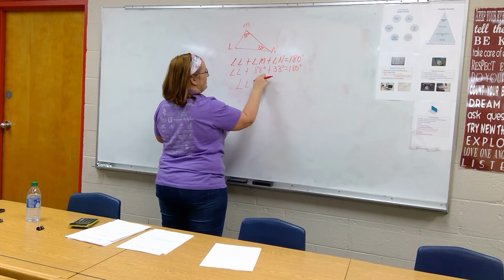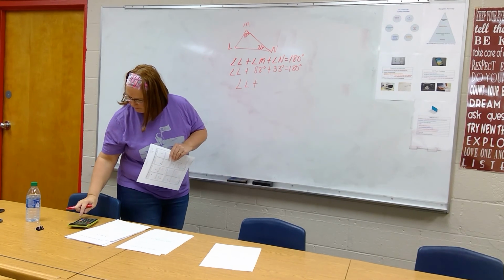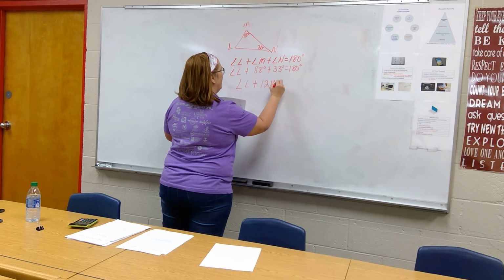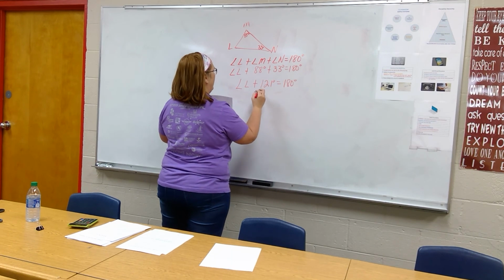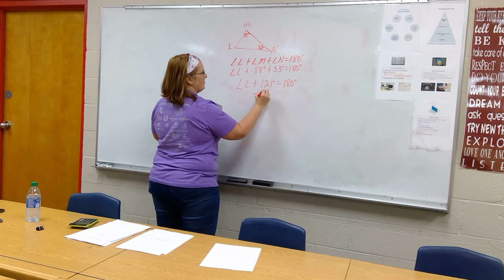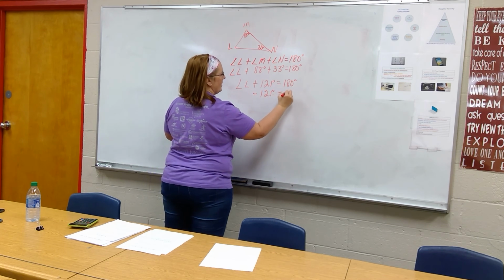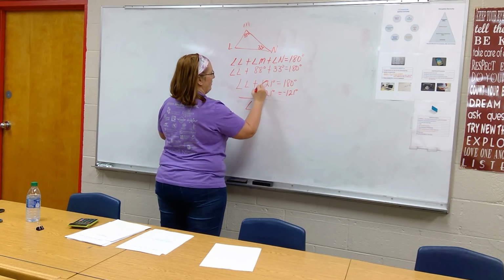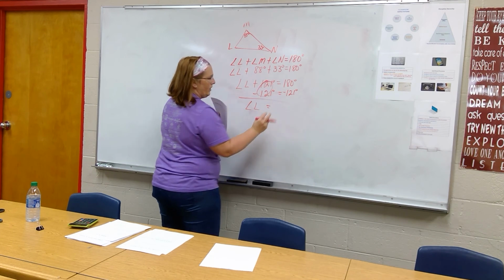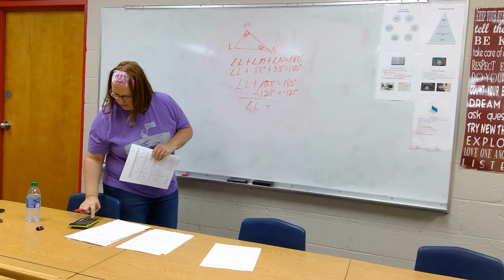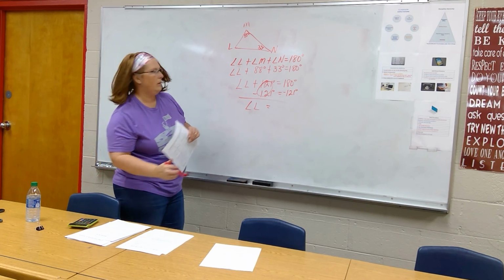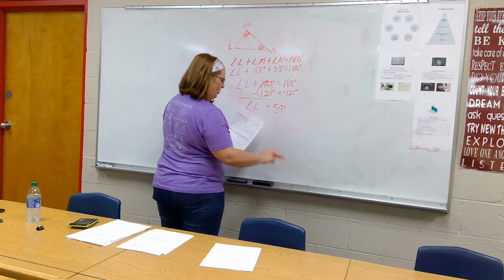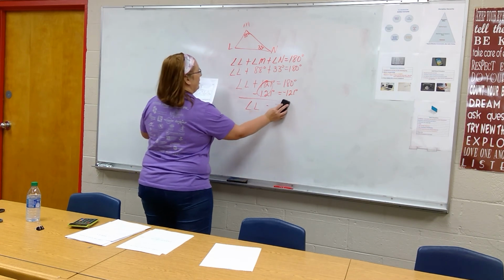Angle L plus 88 plus 33 equals 121 degrees equals 180. Inverse operation, so we need to subtract 121 degrees from both sides. Angle L, 121 minus 121 is 0, equals 180 minus 121. Angle L equals 59 degrees. Then you can work out B and C by yourself.